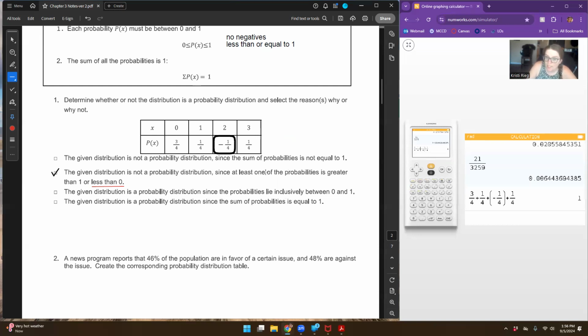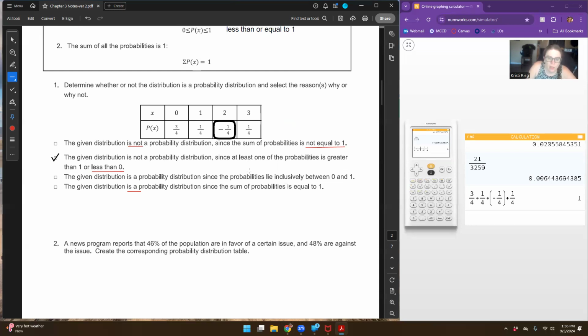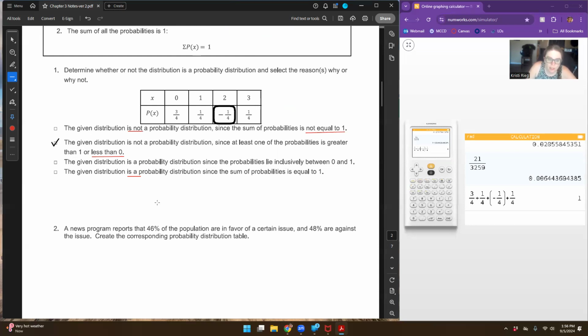So I don't want to put this bottom one because this says it is. It is not. But I can't put this top one that says is not because this one says not equal to 1, which it is. So my point is there's only one answer for this. Sometimes there's two answers. Sometimes there's only one answer.